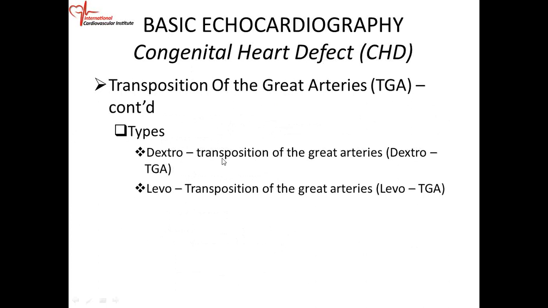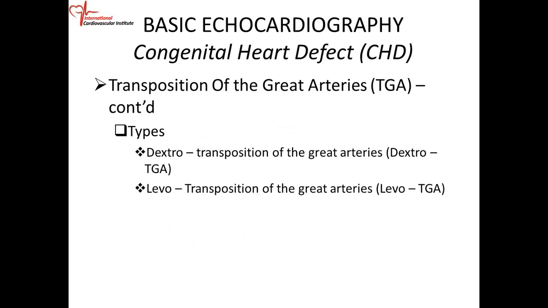So a simple way to look at D-transposition is just that the arteries are reversed. Nothing else. The arteries are reversed. So instead of the PA coming out of the RV, the PA comes out of the LV. And the aorta, instead of coming out of the LV, comes out of the RV.